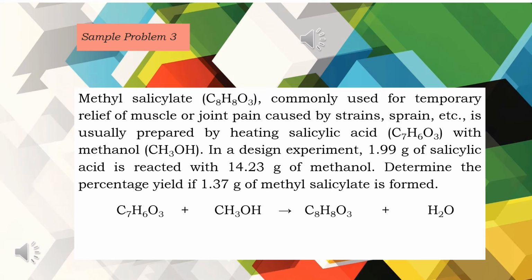Problem number 3. Methyl salicylate, commonly used for temporary relief of muscle or joint pain caused by strains and sprain, is usually prepared by heating salicylic acid with methanol. In a design experiment, 1.99 grams of salicylic acid is reacted with 14.23 grams of methanol. Determine the percentage yield if 1.37 grams of methyl salicylate is formed.